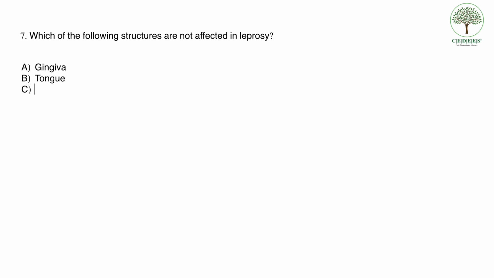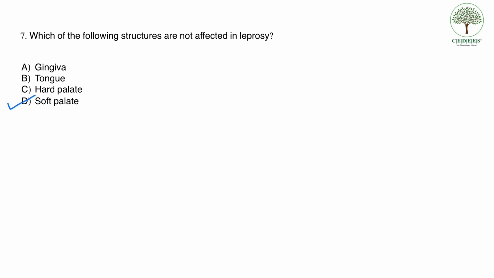Coming to our 7th question, which says, which of the following structures are not affected in leprosy? Your options are option A, gingiva, option B, tongue, option C, hard palate, and option D, soft palate. The correct answer is option D, soft palate.